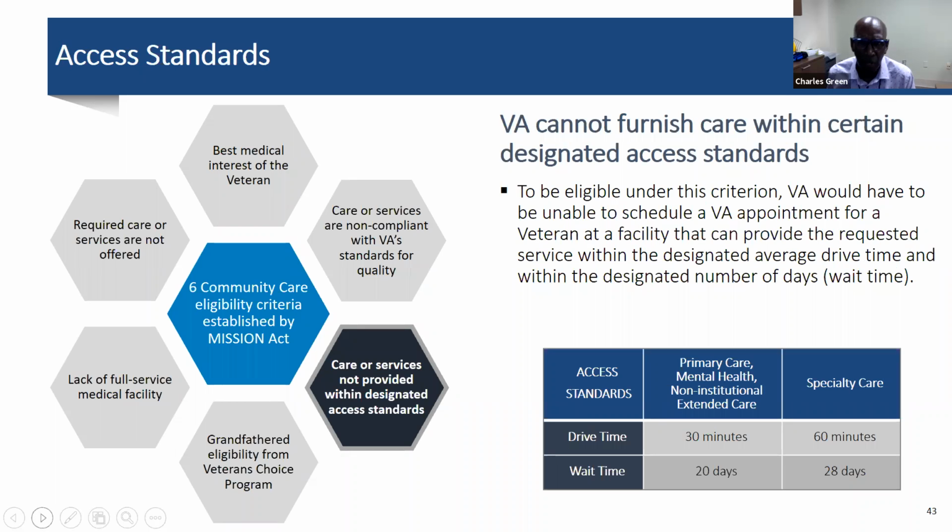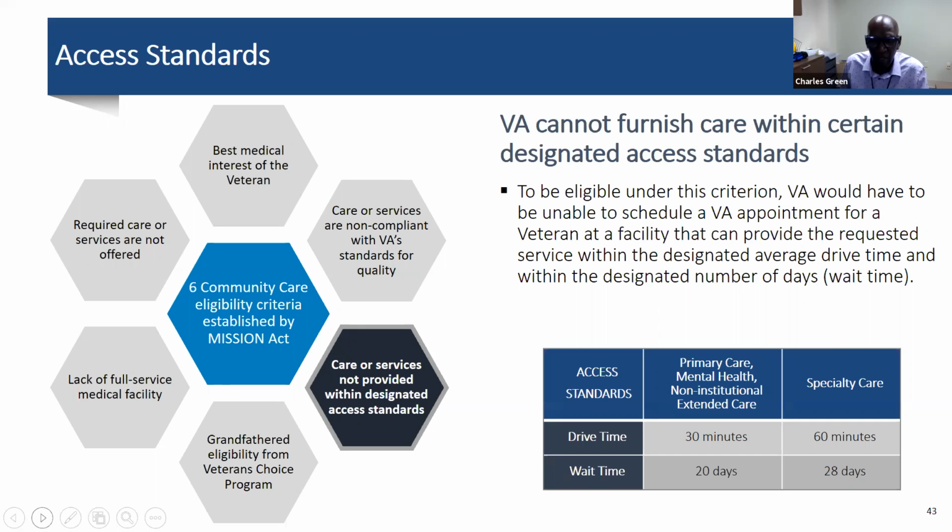Access standards. So this is probably one of the most important slides. The VA cannot furnish care within certain designated access standards. So the two key things under Choice that you probably heard about were again drive times and wait times. It was 40 minutes under Choice. But now under the Mission Act, if it takes you more than 30 minutes to get to your primary care or mental health appointments, then you can use the Mission Act.